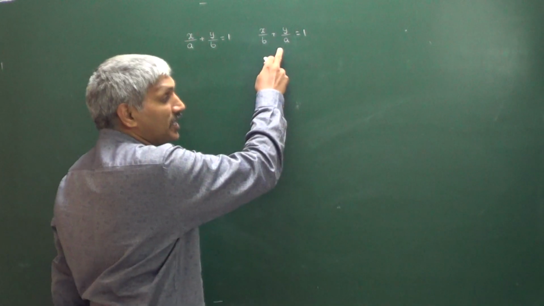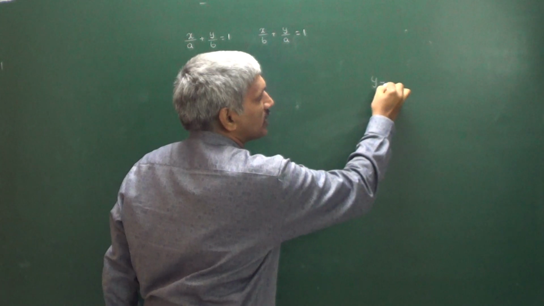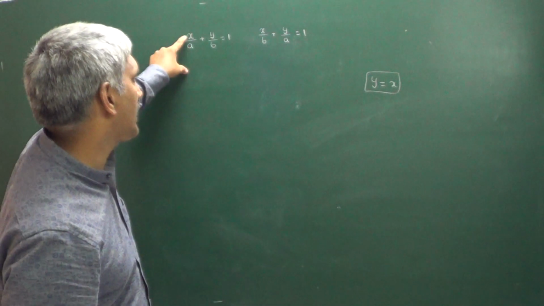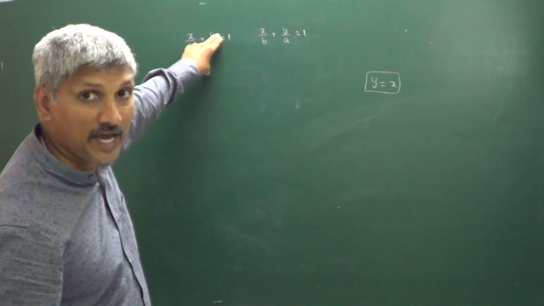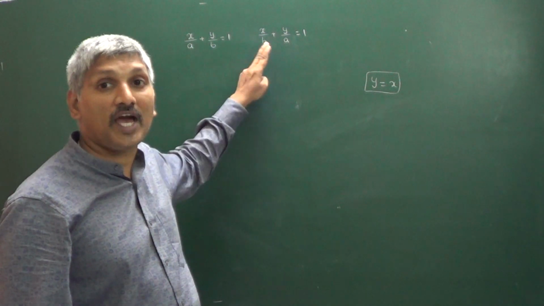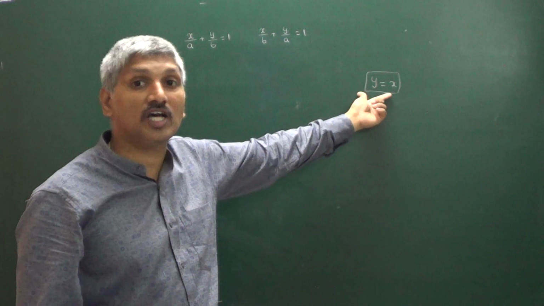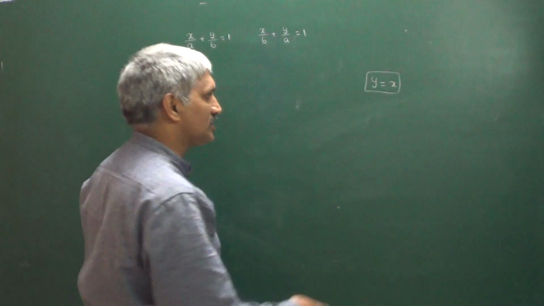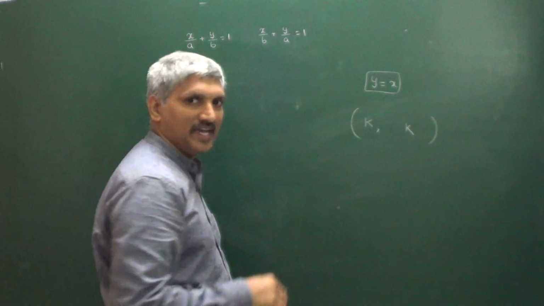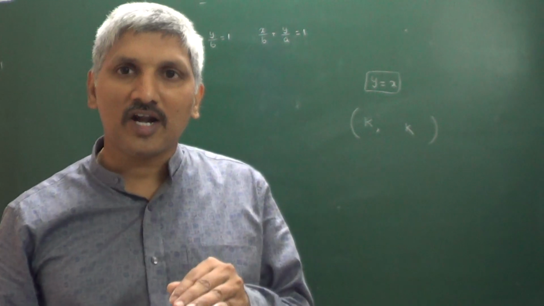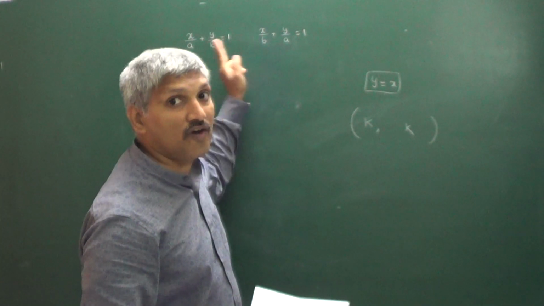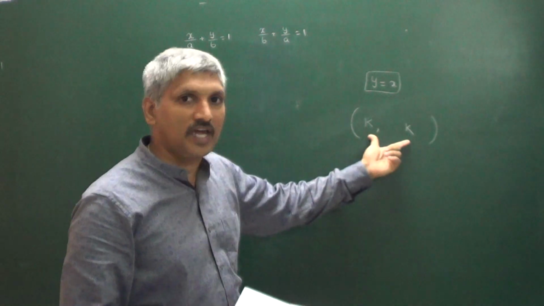So what is the meaning of that? These two lines' intersection point must lie on the line y is equal to x, because in place of x we write y, in place of y we write x, interchange x and y, and you get this one. That means our point of intersection must be in the form of (k, k), as the x coordinate and y coordinate are the same on the line y is equal to x.